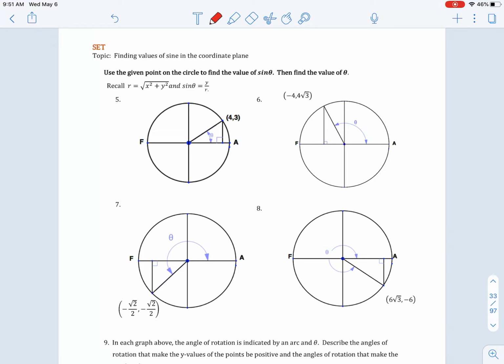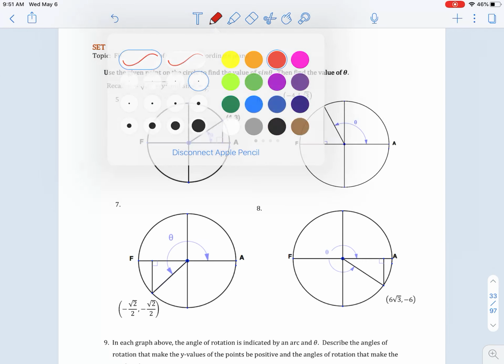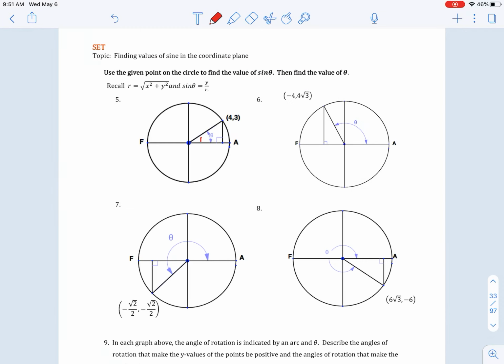Use the given point on the circle to find the value of sine theta. Then find the value of theta. Recall that r is equal to the square root of x squared plus y squared, and sine theta is equal to y over r. Okay, so what we need here is the theta, which is the angle of rotation, right here.